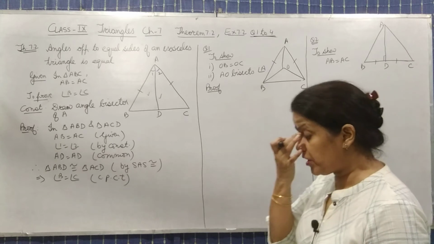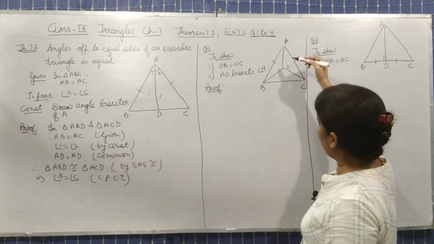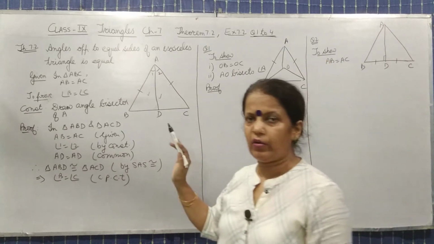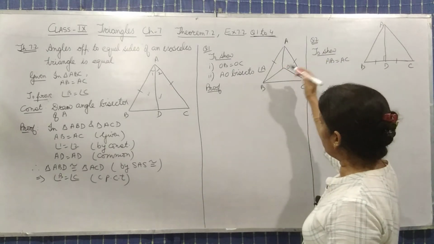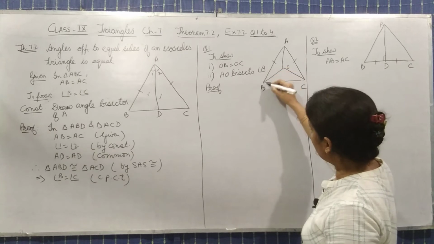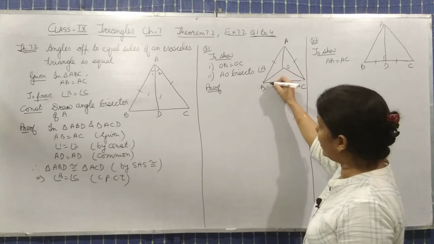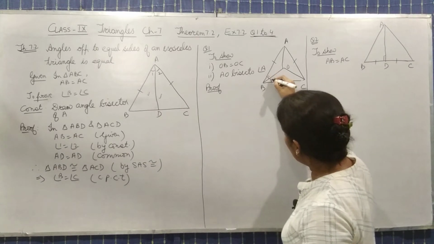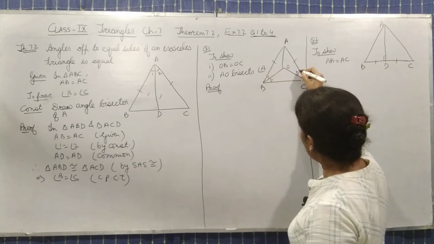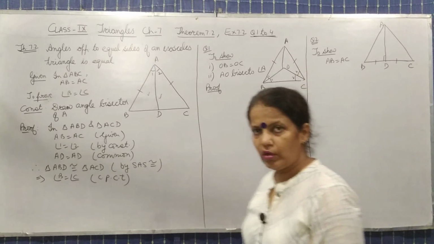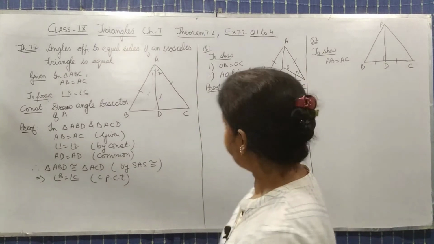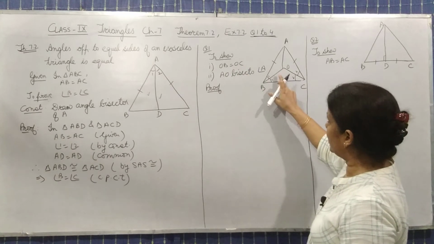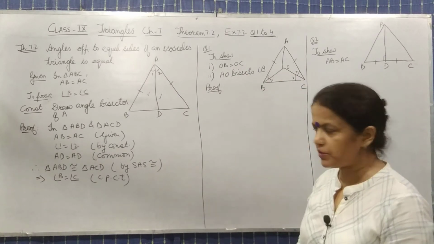Question 1 from 7.2. Here it is given that AB equals AC, the given part you can write yourself, and OB and OC are the angle bisectors of B and C. So it means these two angles are equal. We can name them 1 and 1, and these we can write as 2 and 2, because both of them are equal. Now the question is we have to prove OB equals OC, first part.